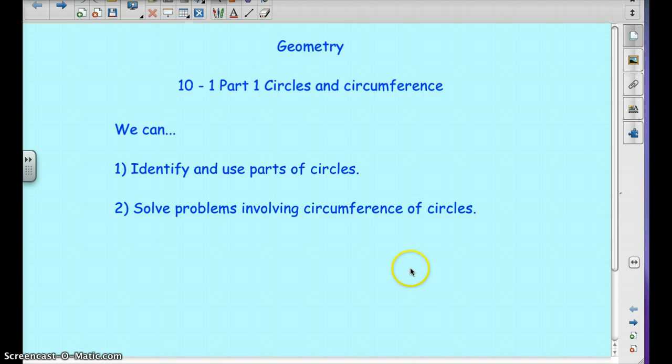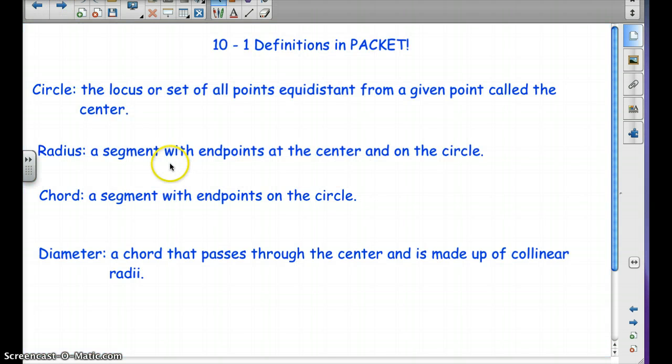We are going to start Chapter 10, Part 1, Circles and Circumference. So we can identify and use parts of circles and solve problems involving circumference of circles. So let's get started with your packet. You should have gotten a packet after your test. And these are the definitions that you're going to need.